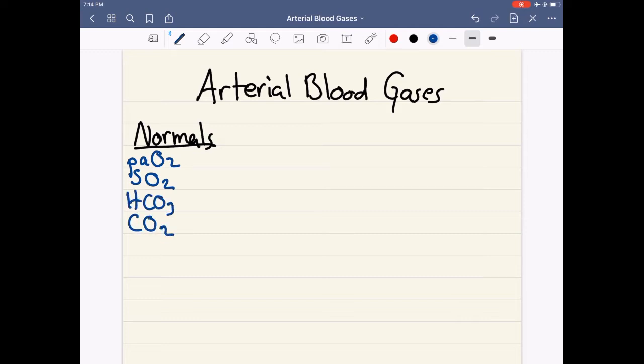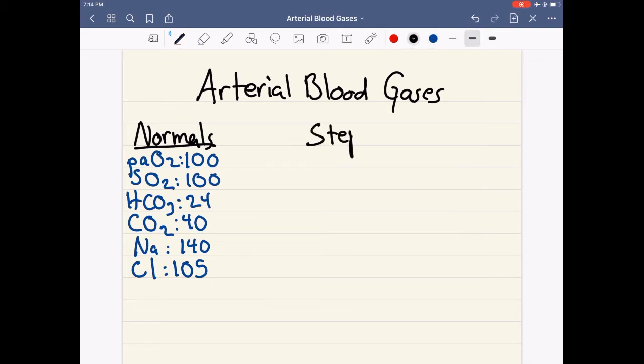So the things that we're going to see on our ABG and other items that we're going to see in our BMP that we're going to want to know for our ABGs and to calculate things is our PaO2, our SO2, our bicarb, our CO2, our sodium, and our chloride. Normal PaO2 is around 100, our SO2 is around 100, bicarb is 24, CO2 is 40, our sodium is 140, and our chloride is 105.